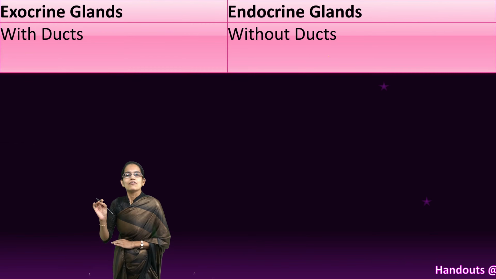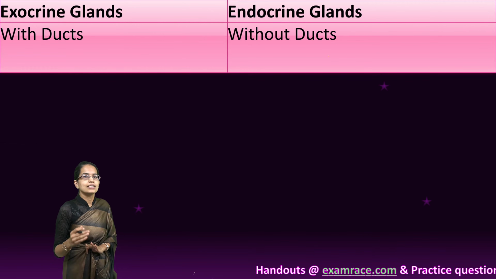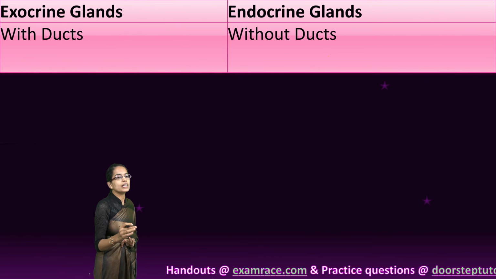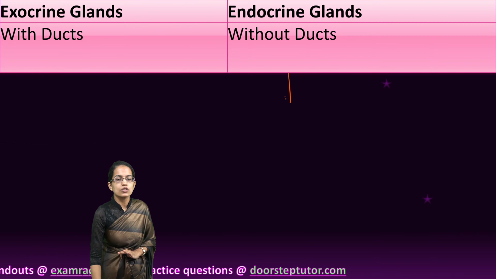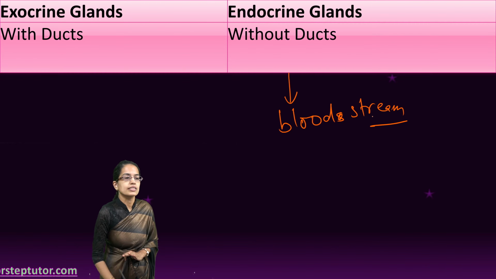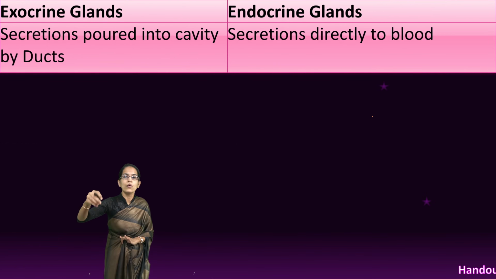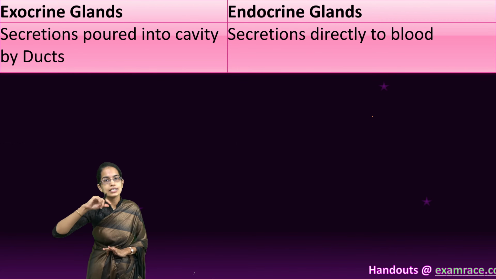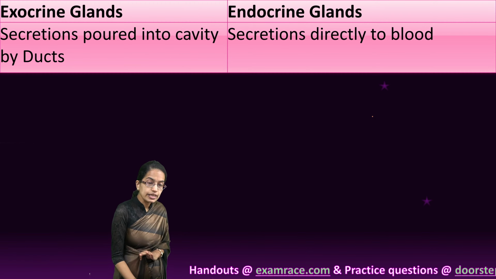As the first difference we understood already, endocrine glands are ductless. However, exocrine glands have ducts. That means the secretions of an endocrine gland are released directly into the bloodstream. However, that is not the case with the exocrine glands. They are poured into the cavity by certain ducts, and therefore these are called exocrine glands.